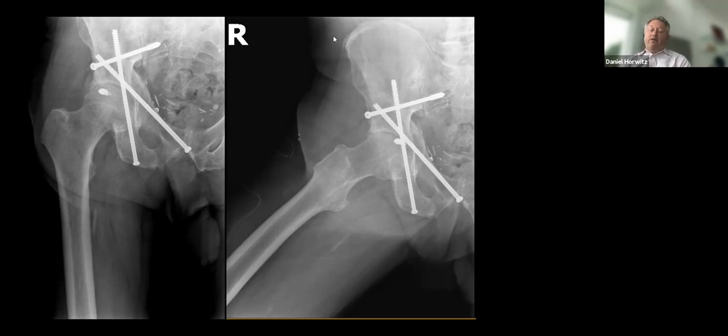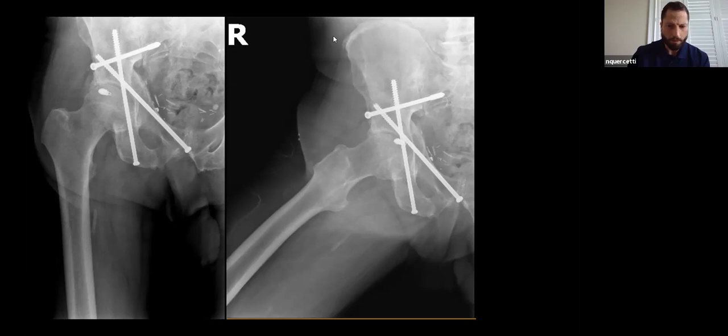Derek made a point before, you can compress these by technique, not just by threads. And that's actually a great thing to remember, because even in a young person, if you over drill the near SI joint, then you can compress with a fully threaded. So it's kind of a balance of both worlds.